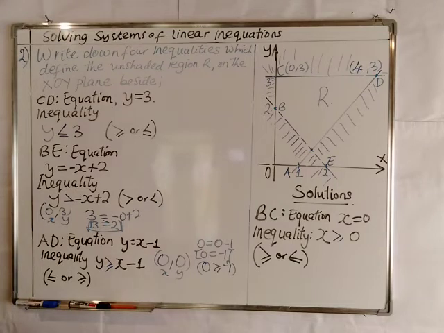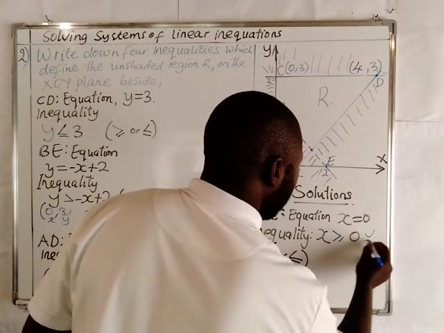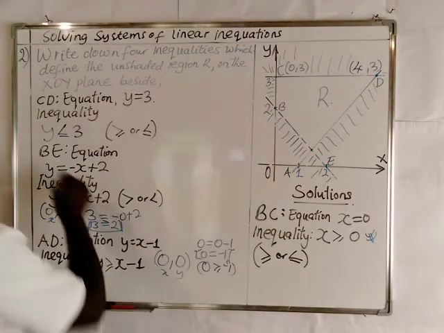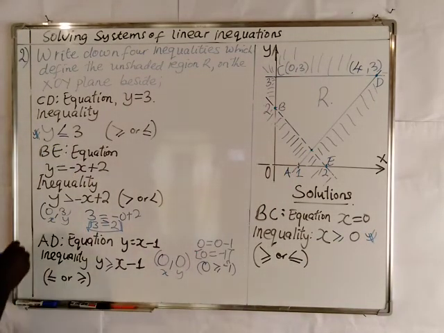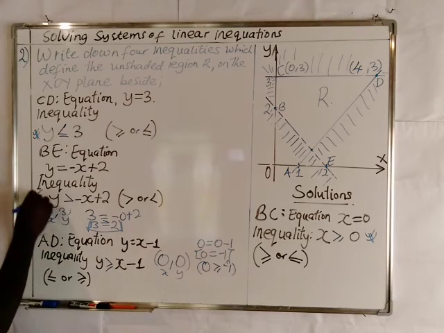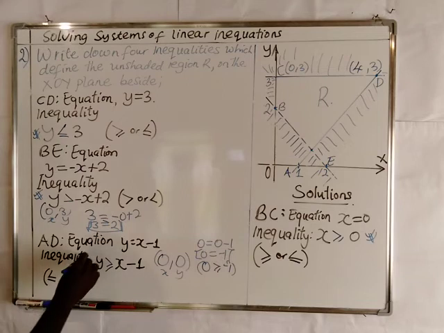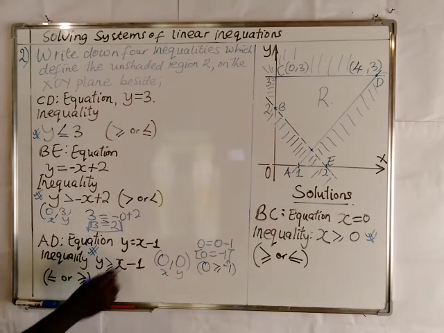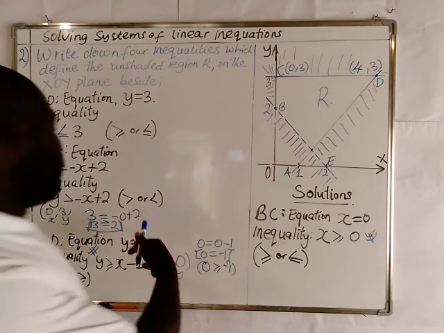So finally, we have all the 4 inequalities. We have x is greater than or equal to 0, y is less than or equal to 3, then we have y is greater than negative x plus 2, and finally we have y is greater than or equal to x minus 1. So these are the 4 inequalities.